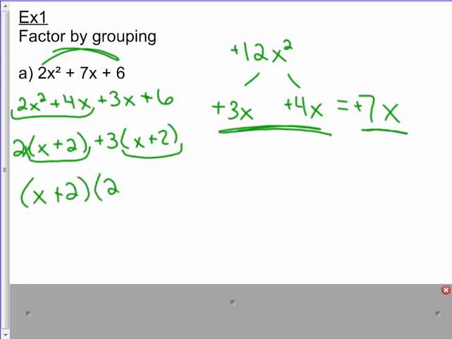So I'm going to pull those out. And I look, what do I have left? I have a 2x and a 3. So I have 2x plus 3 left. So now it is factored.